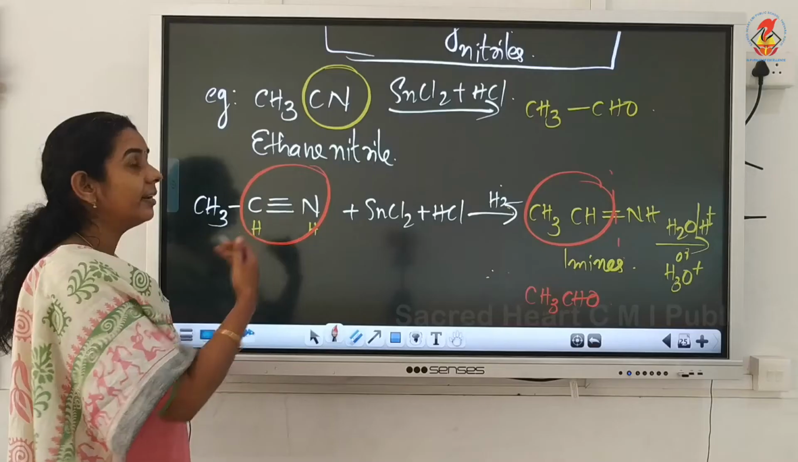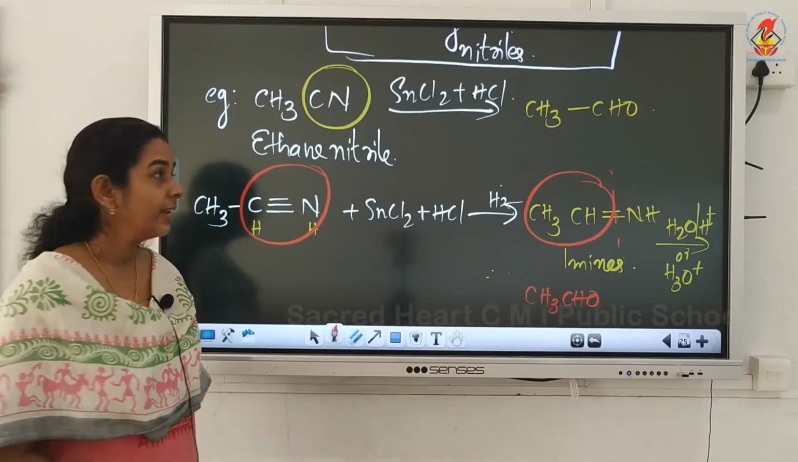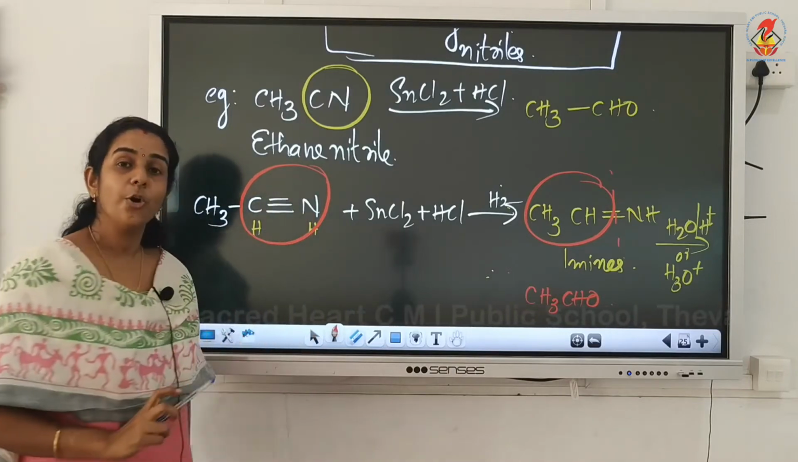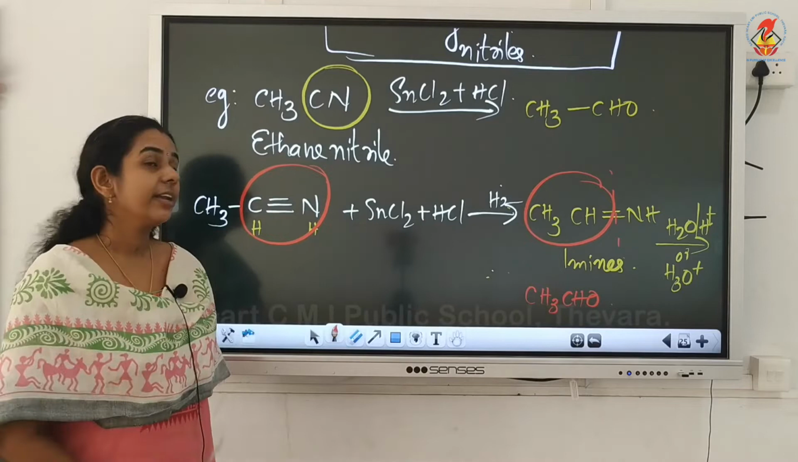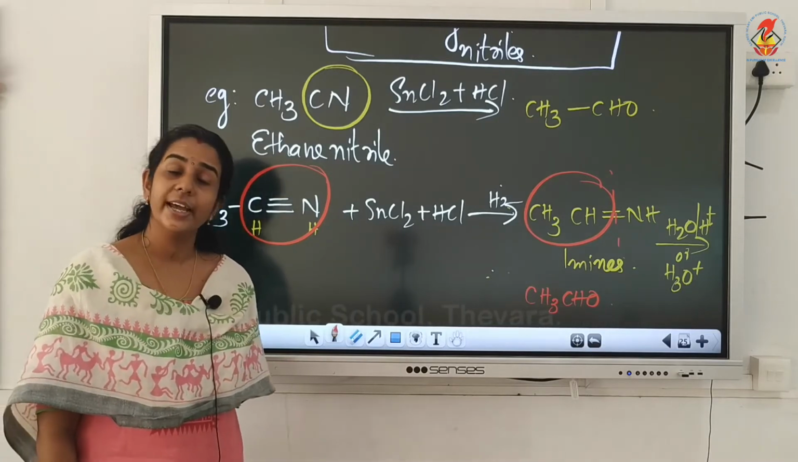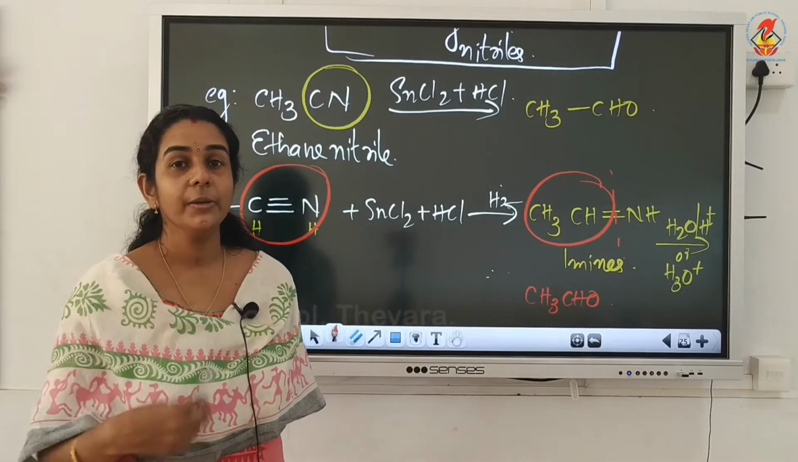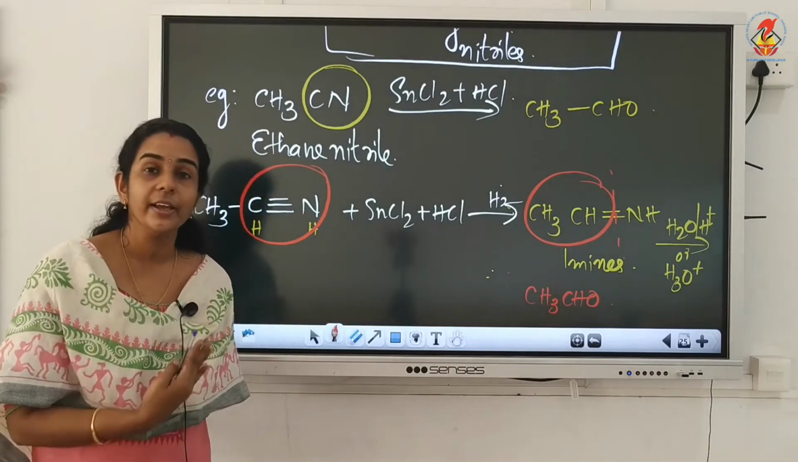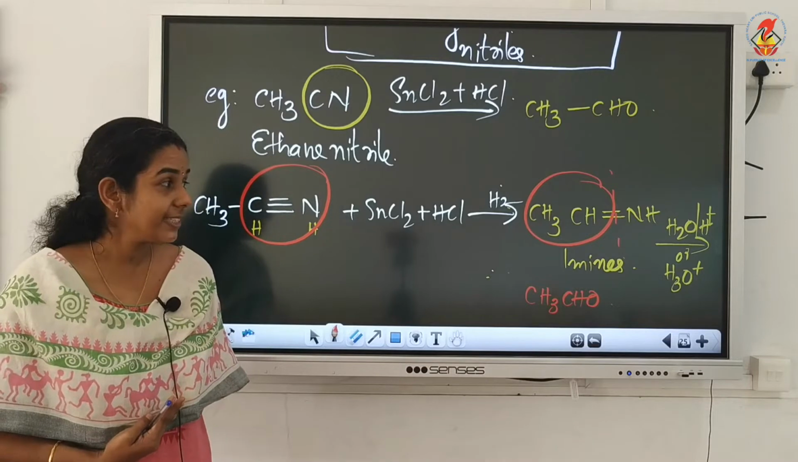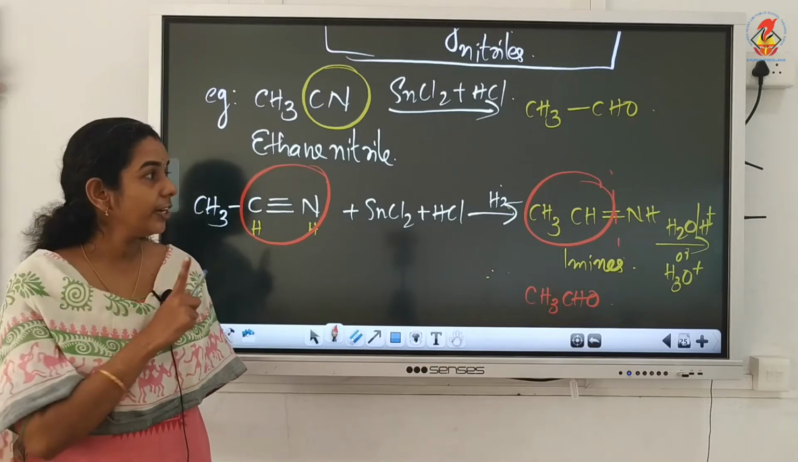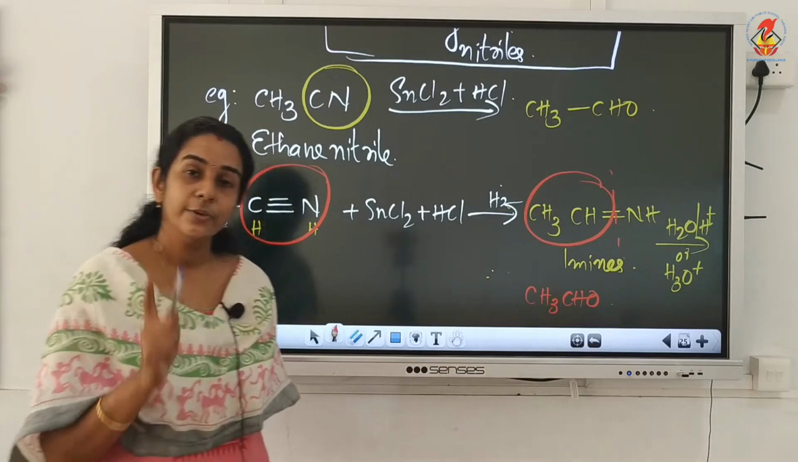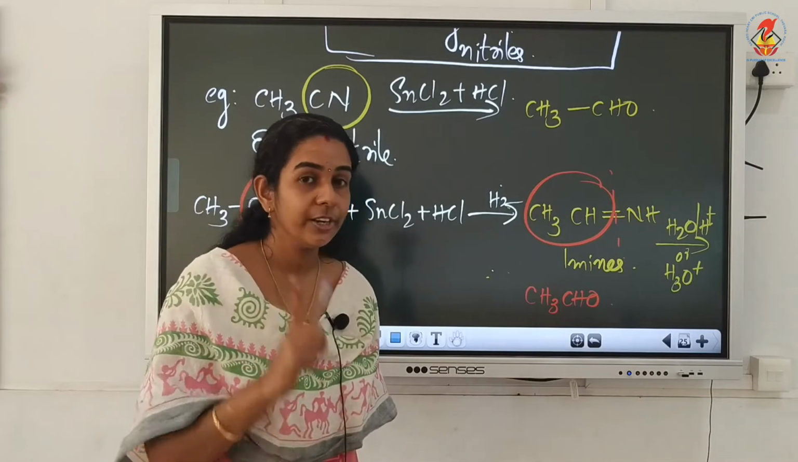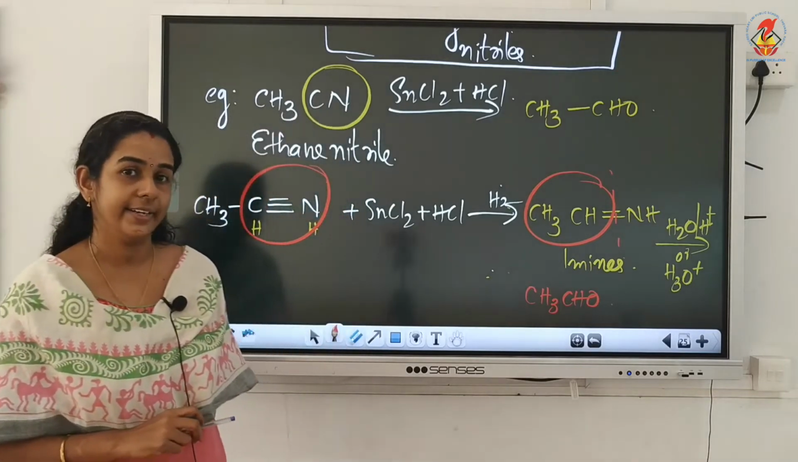So how can we define Stephen reaction? When cyanides or nitriles react with stannous chloride and hydrochloric acid, they will be hydrogenated to get imines, followed by hydrolysis gives aldehydes. So don't forget about the hydrolysis. First we are getting imines, which on hydrolysis only we are getting aldehydes.